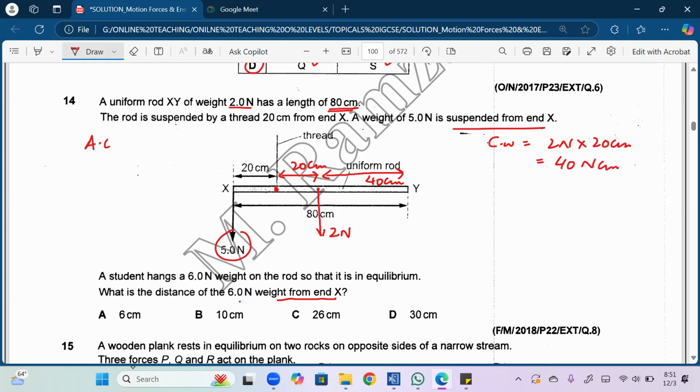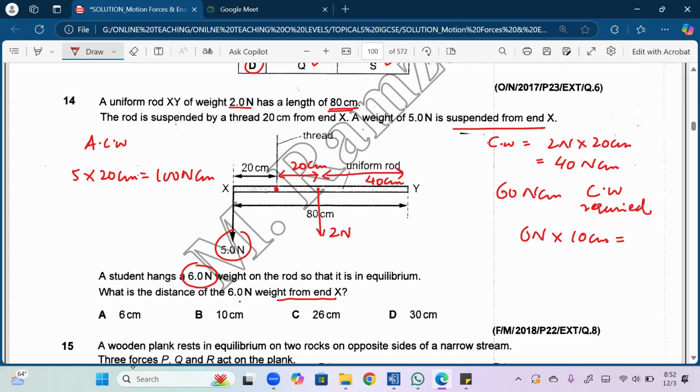Okay, what are anti-clockwise moments? Anti-clockwise moments are 5 times 20 centimeter, which is going to make it 100 Newton centimeter. It means anti-clockwise moments are bigger as compared to clockwise moments. So 60 Newton centimeter clockwise moments are required. We have 6 Newton force and it must be applied 10 centimeter from the pivot in order to make it 60 Newton centimeters.